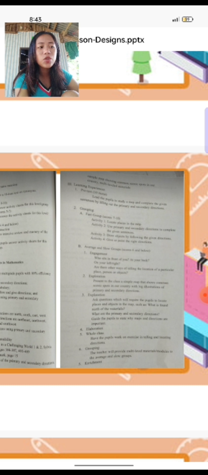Then in the presentation of this group, present to the class a simple map that shows common scenic spots in our country with big illustrations of primary and secondary directions. So the teacher asks questions which will require the pupils to locate places and objects in the map, such as what is found north of the waterfalls, what are the primary and secondary directions, and guide the pupils to state why maps and directions are important.